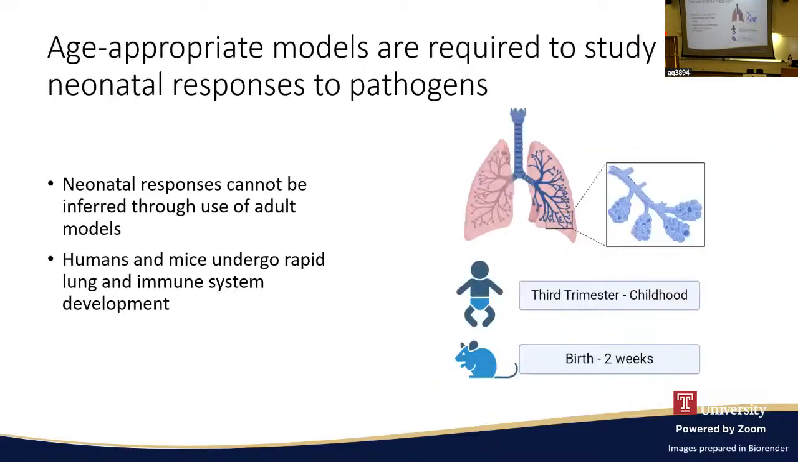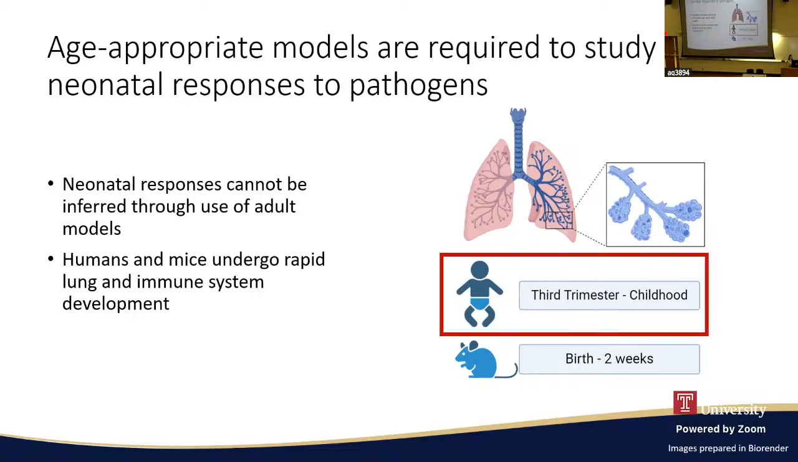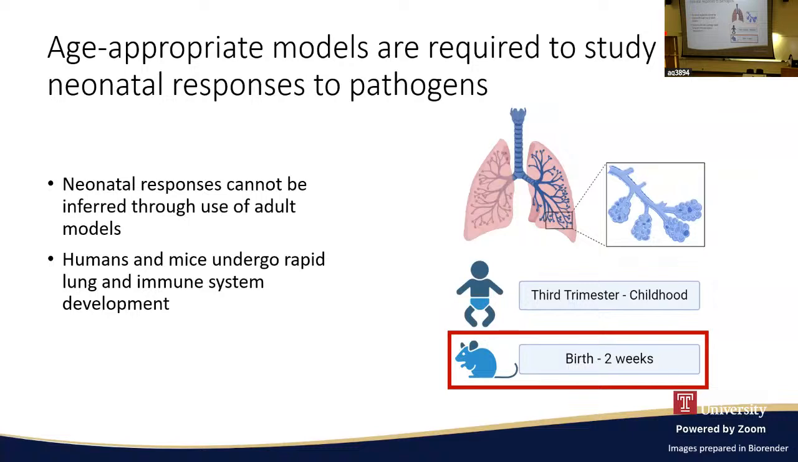And in order to develop proper antiviral therapeutics, we must use age-appropriate models. Neonatal responses cannot be inferred through the use of adult models because at birth, neonates are rapidly developing their lung function, but like I said, also their immune status. In humans, this rapid lung development occurs in the 3rd trimester and then continues into childhood. Mice also undergo this rapid lung development. However, theirs is restricted to the first 2 weeks post-birth. So a neonatal mouse is defined anywhere from 1 day old to 14 days old.